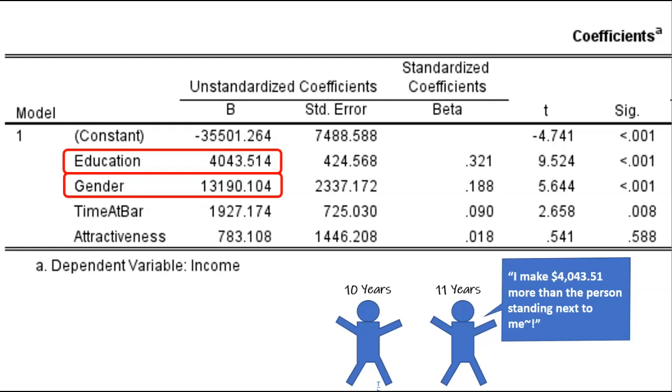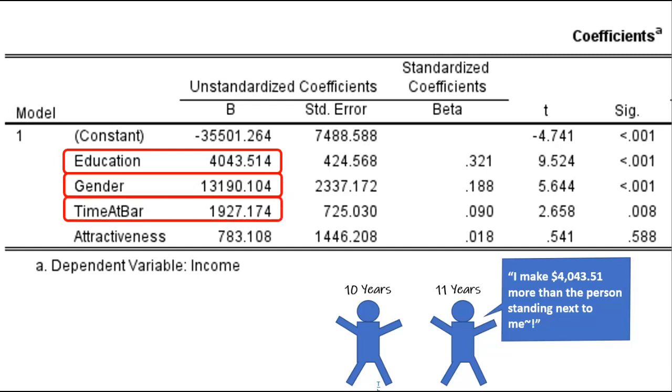It's basically the estimated difference in income on average between the two groups, the male group versus the female group. And because the male group is coded 1, where the female group is actually the reference category and is coded 0, and the coefficient is positive, that means male adults are on average expected to make $13,190.10 more than female adults. Now, let's look at the time spent in a bar.